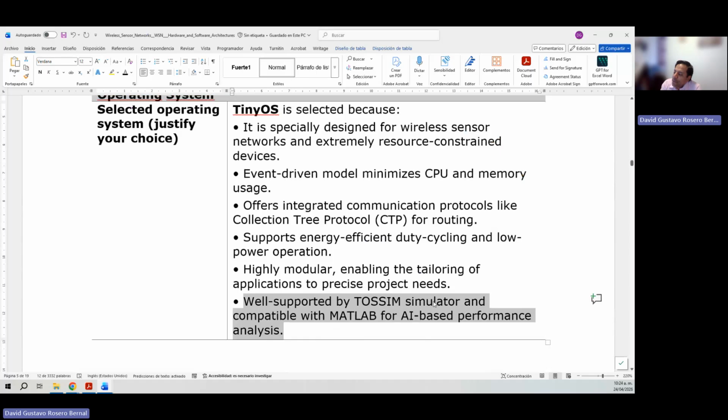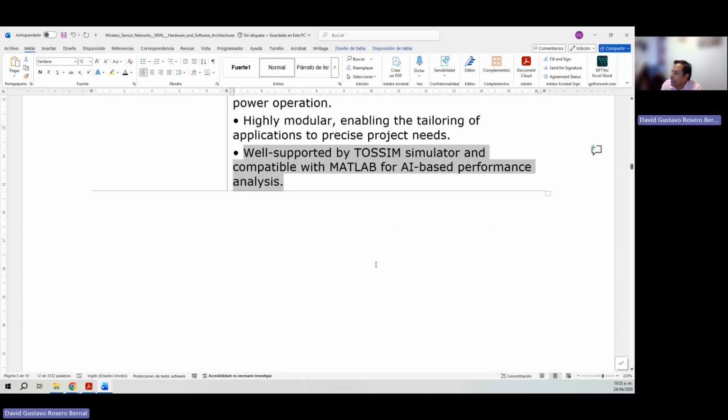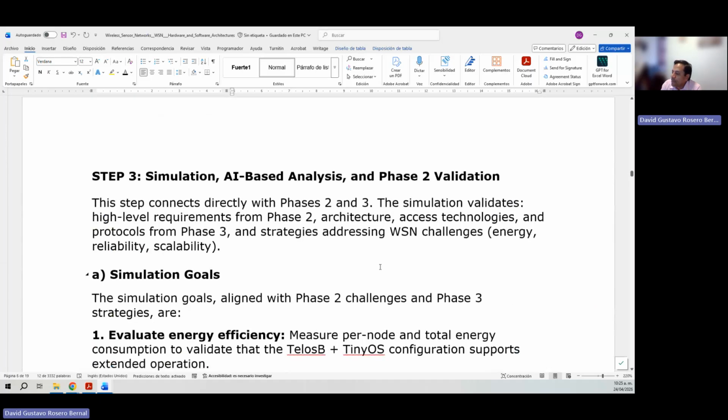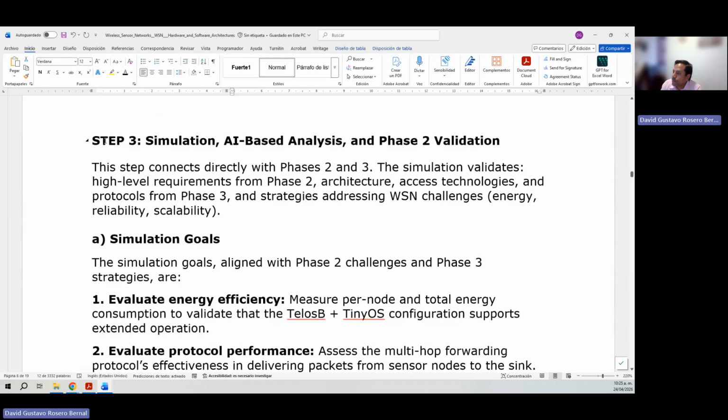Obviously, it is compatible with MATLAB for performance analysis. Okay. Simulation. I handle the simulation using MATLAB. I'm very comfortable with this program. Obviously, you can use another tool.